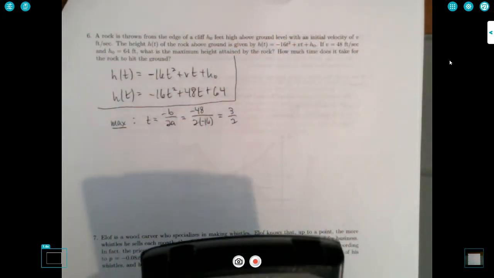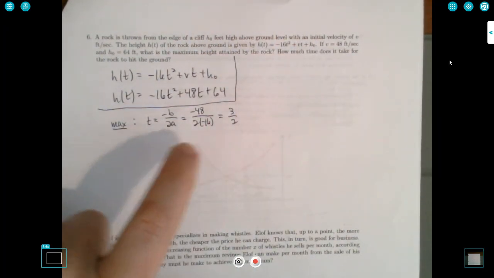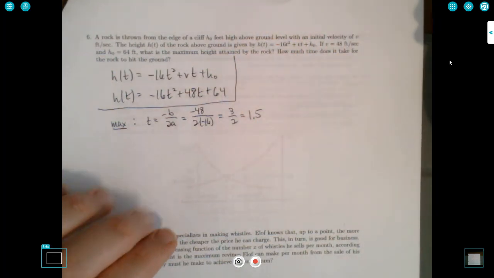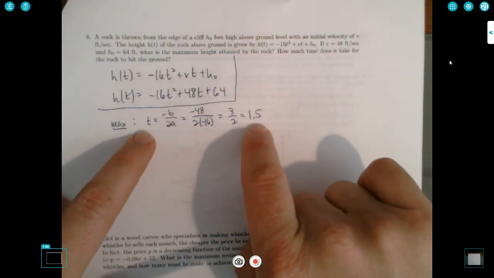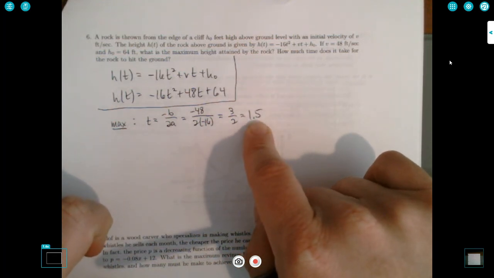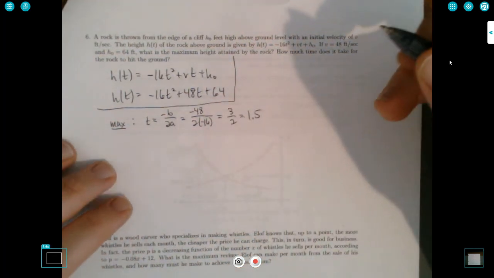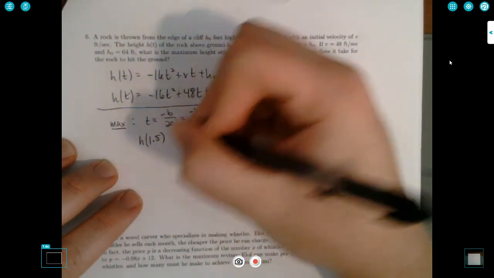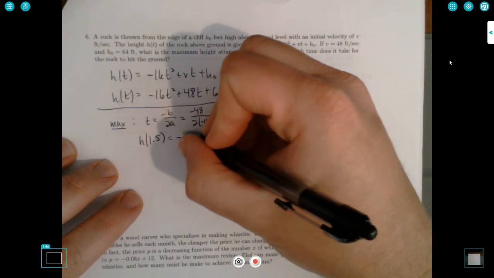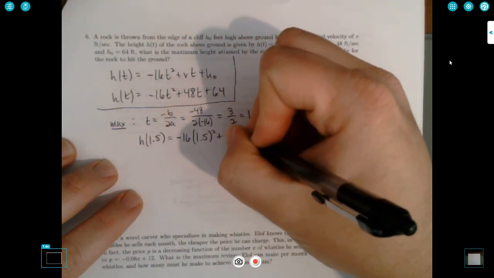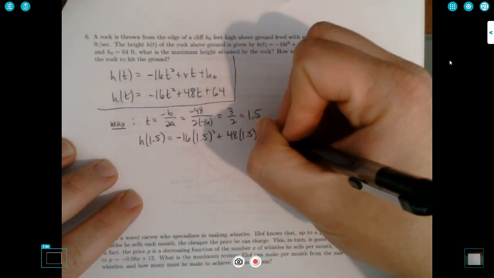That's not the maximum, though. That's the time when the maximum is achieved. By the way, this is equal to 1.5 if you'd rather plug in 1.5. But this is the time. So it's going to reach its maximum height after 1.5 seconds. But what is the maximum height? To find the maximum height, we now have to say, well, what is the height at 1.5 seconds? It's going to be negative 16 times 1.5 squared plus 48 times 1.5 plus 64.